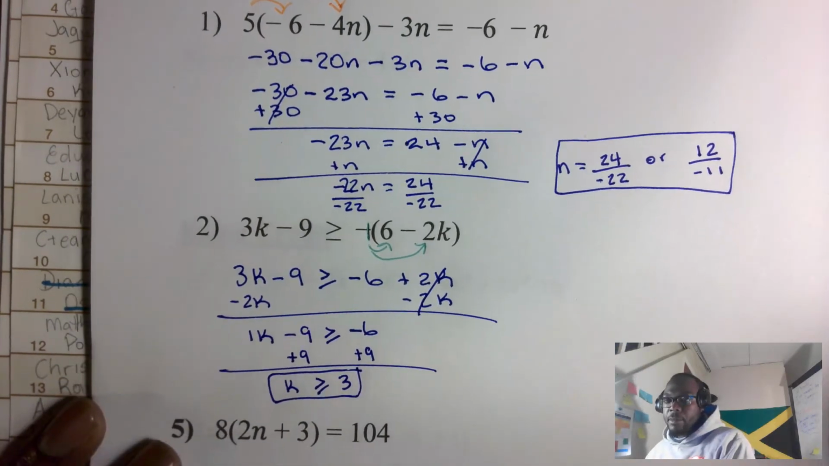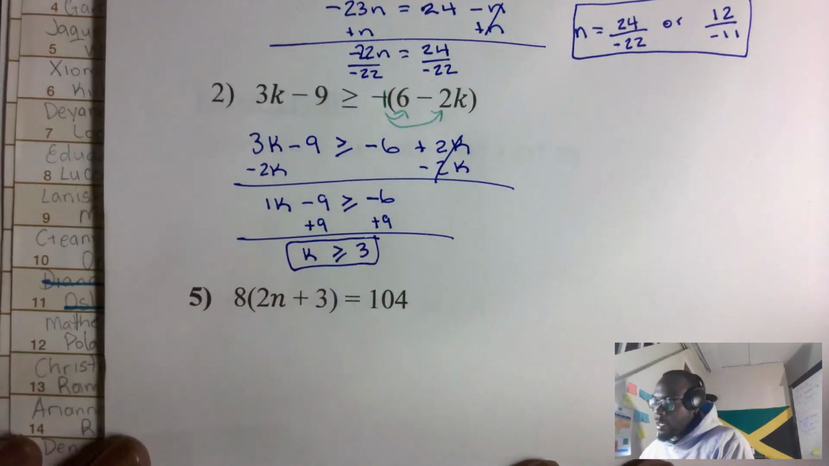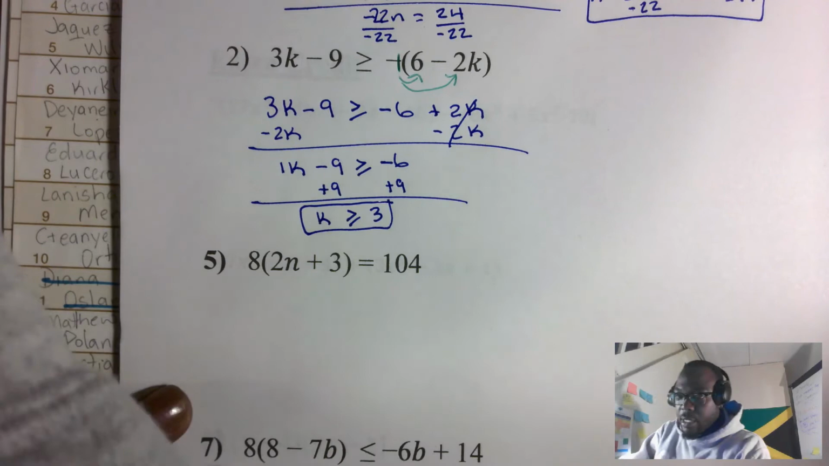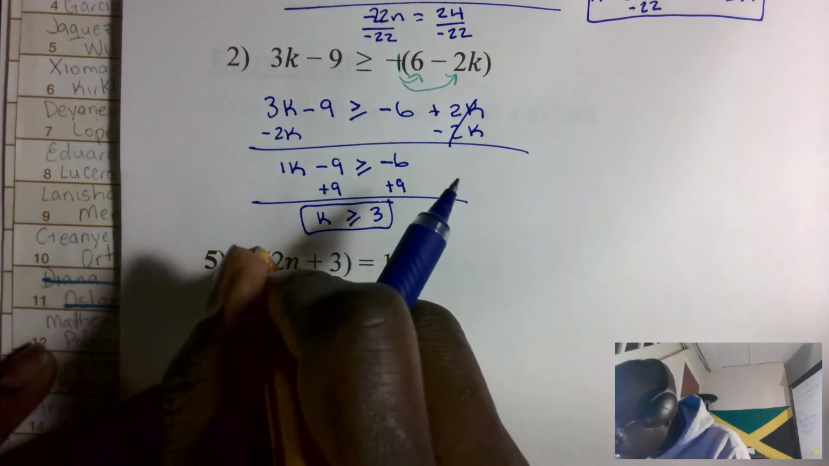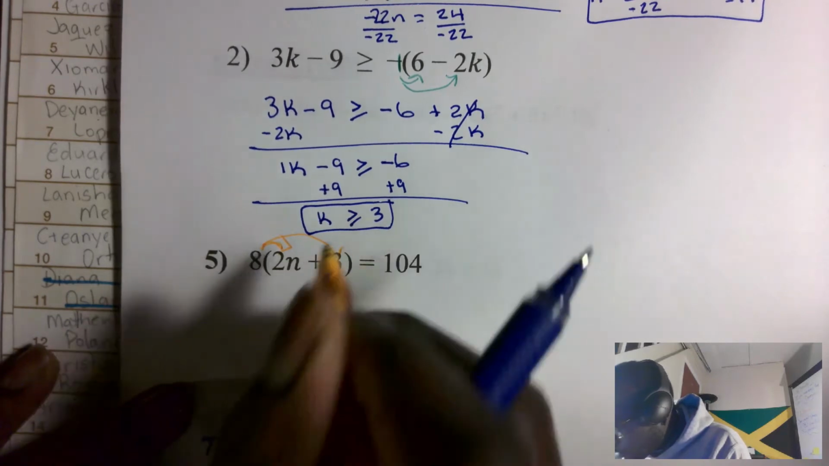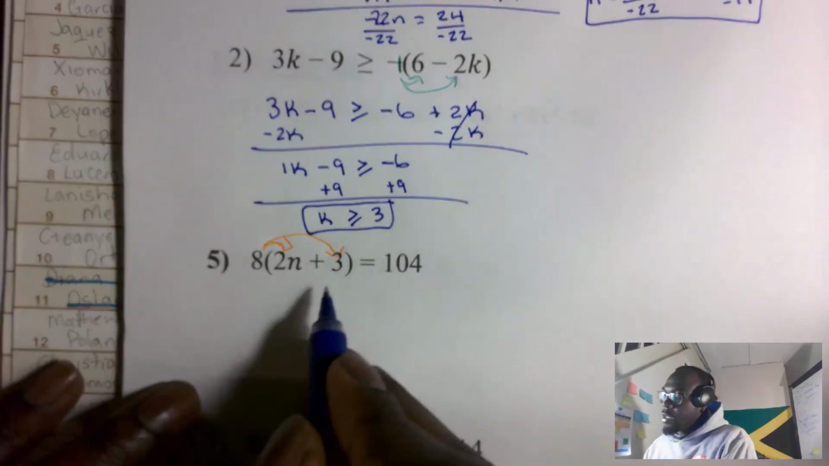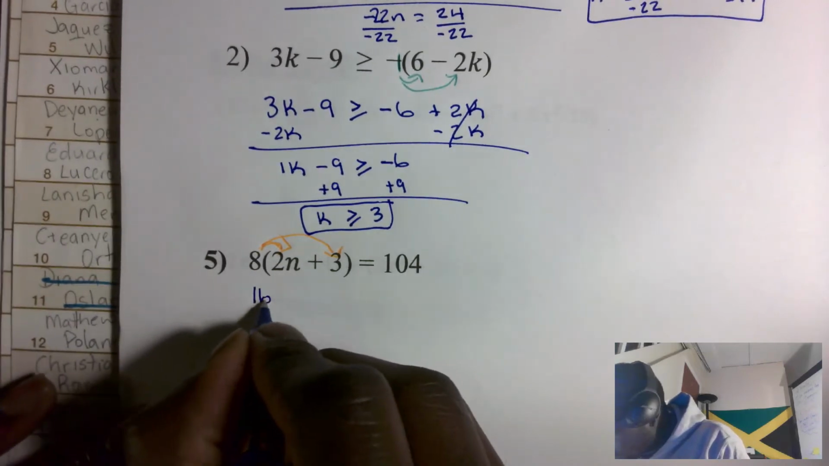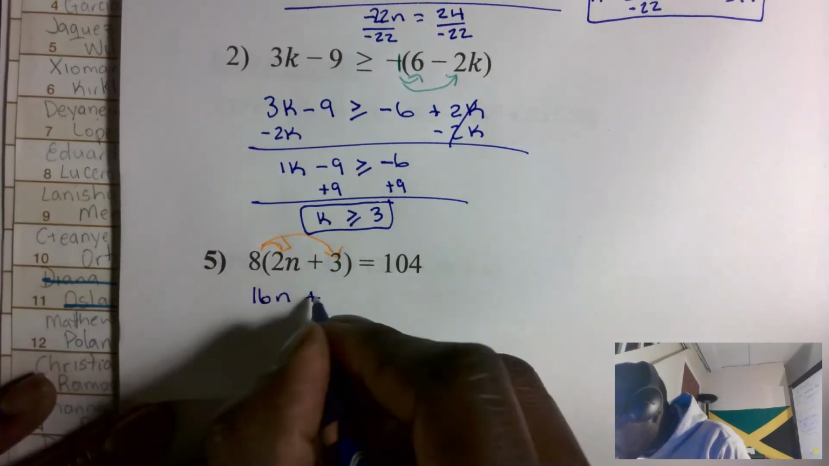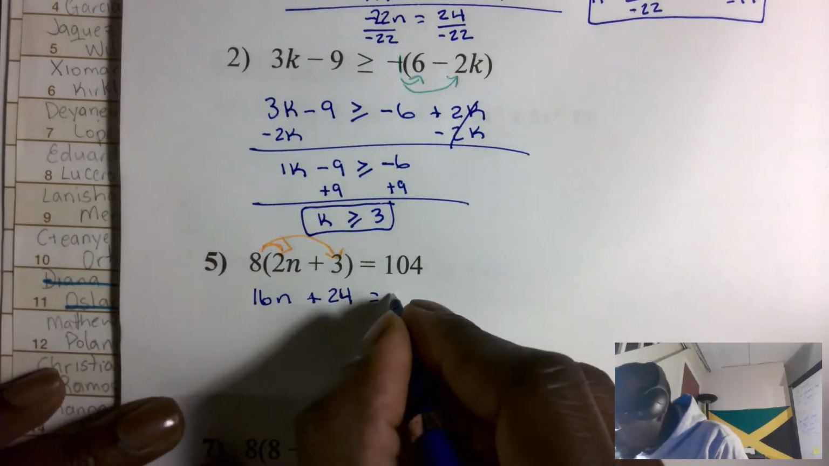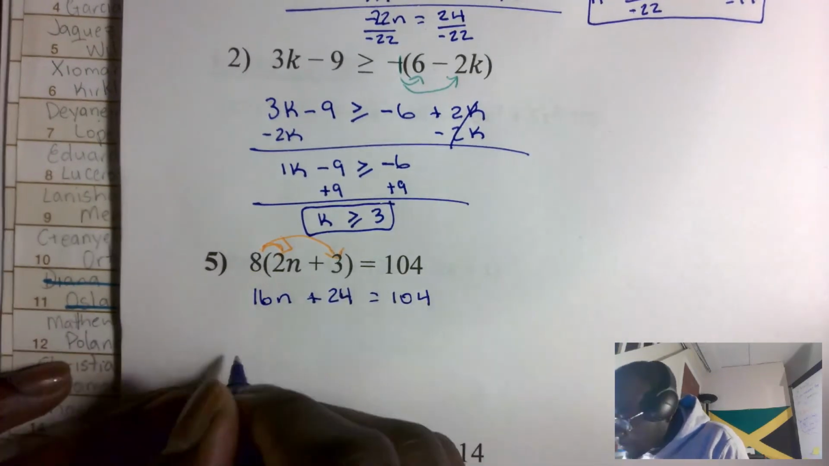Right? Now let's look at our third problem that we're going to review. Again, we're going to distribute. So I'm going to distribute my 8 to my 2n and my 8 to my 3. So 8 times 2 is 16n plus 8 times 3 is 24 is equals to 104.